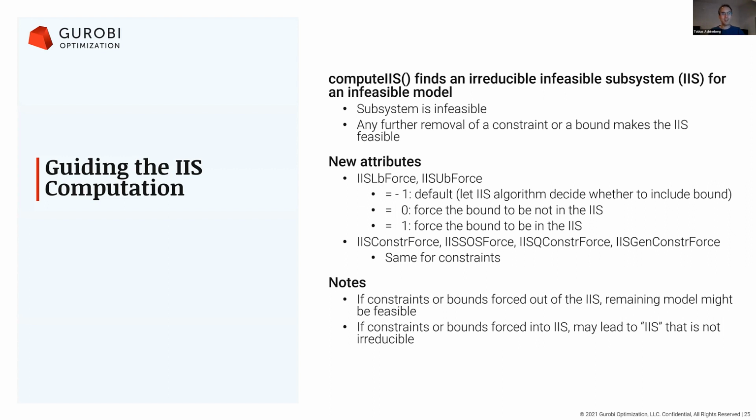On the other hand, if you set the force flag to 1, then of course the result will be that this final IIS that Gurobi gives you may not actually be irreducible, because it could then still be that those constraints that you have labeled with IIS force equals 1 can still be removed without losing infeasibility. But the point here is that then the algorithm may behave much faster.